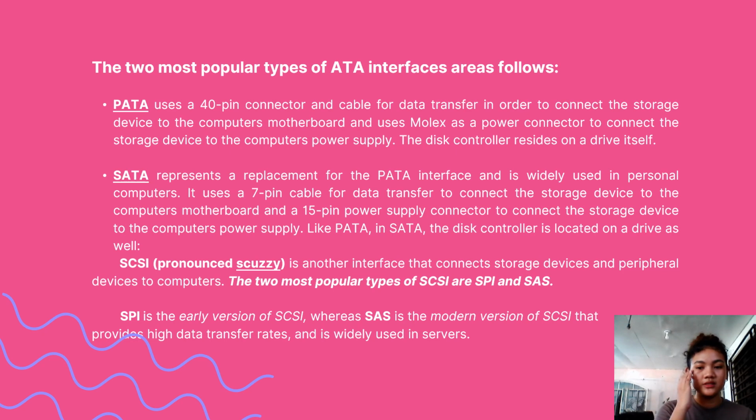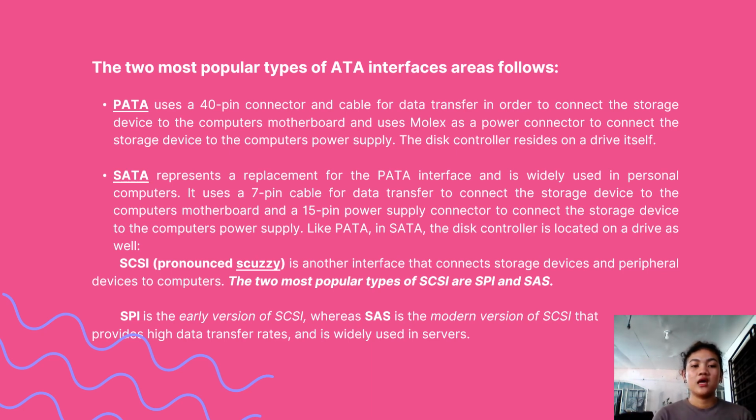But the two most popular types of ATA interface are the following. Number one is PATA. It uses a 40-pin connector and cable for data transfer in order to connect the storage device to the computer's motherboard, and uses Molex as a power connector to connect the storage devices to the computer power supply. The disk controller is inside the drive itself.